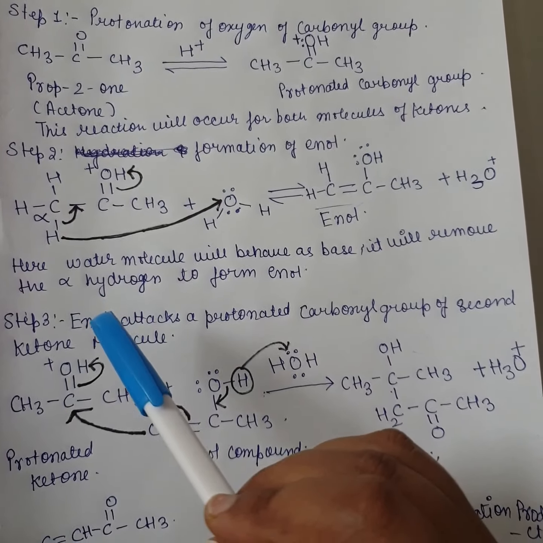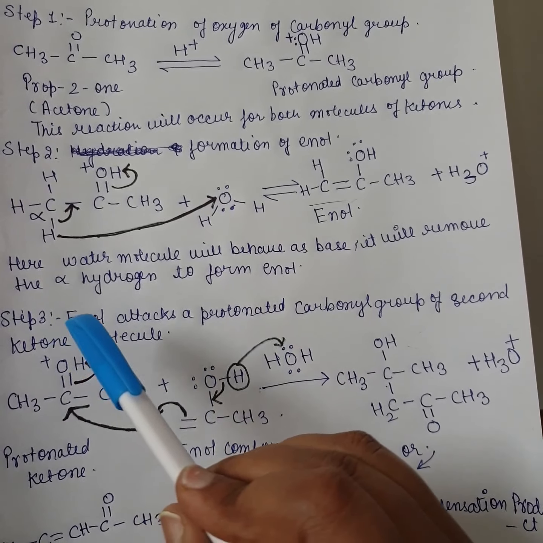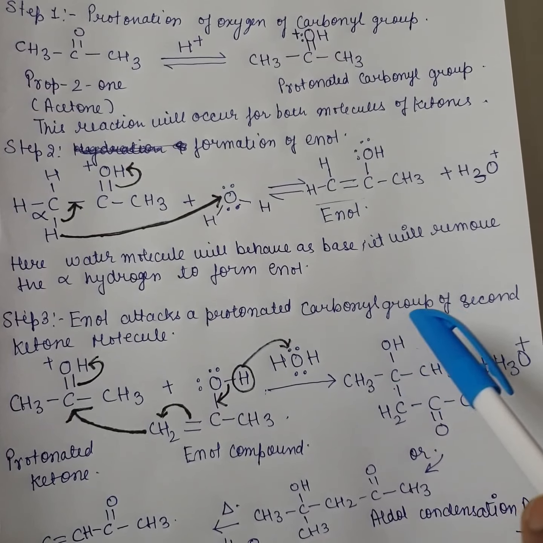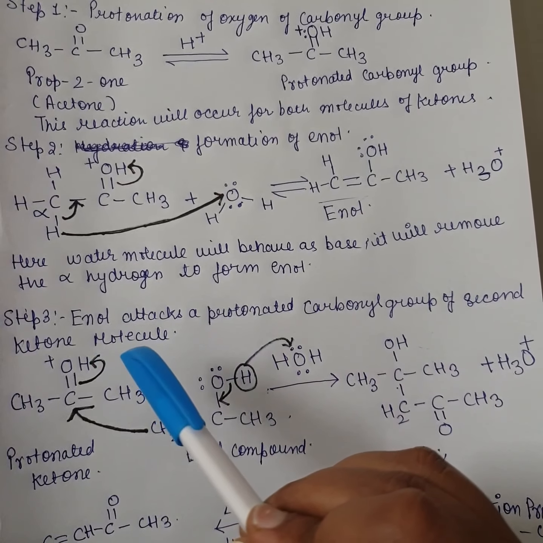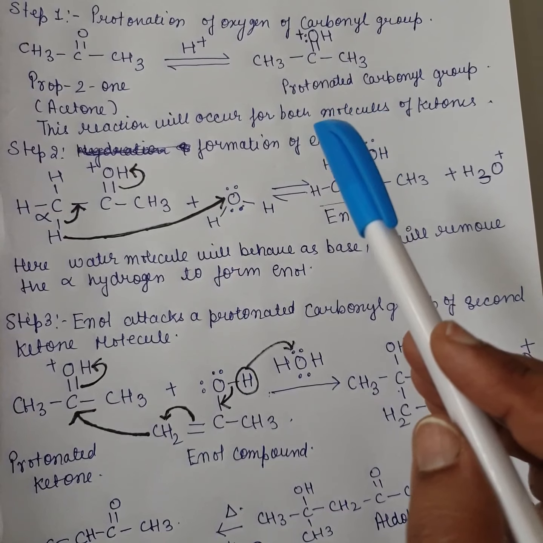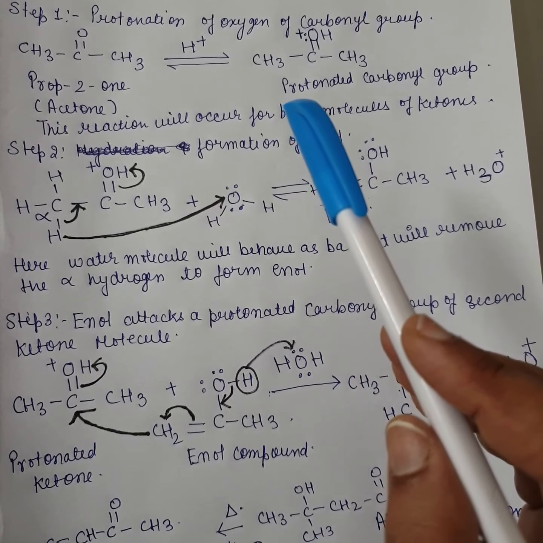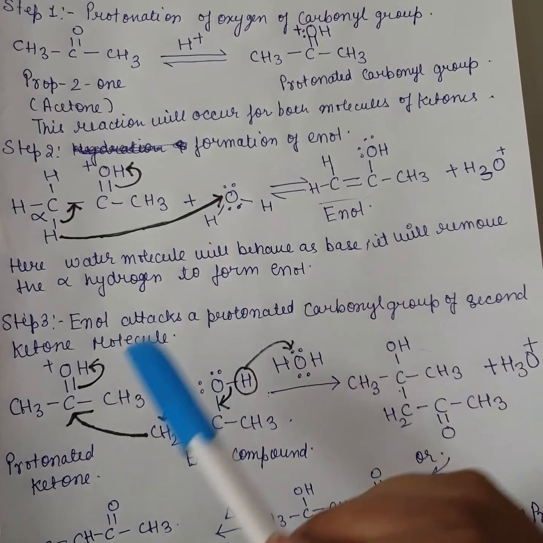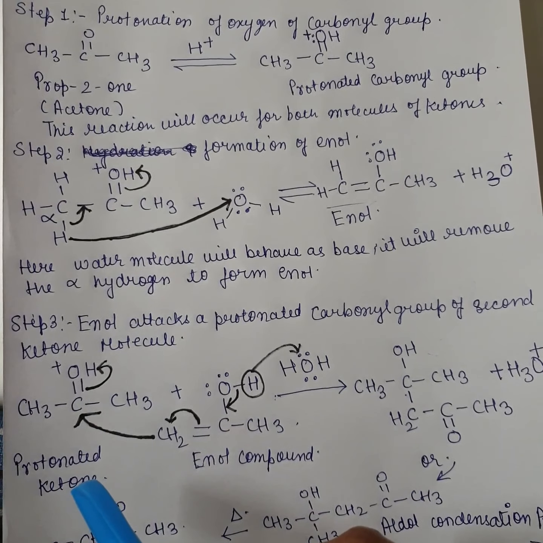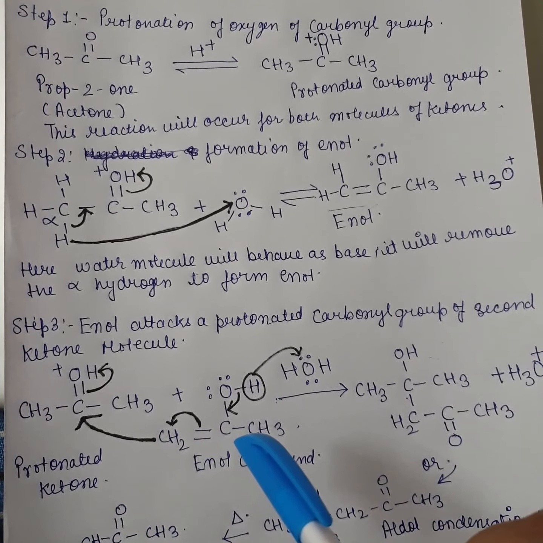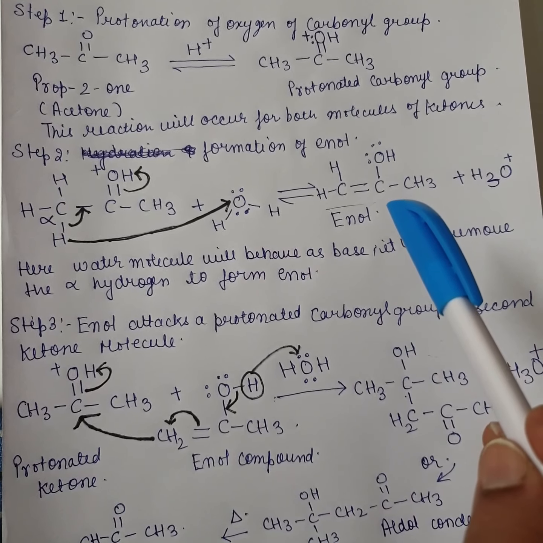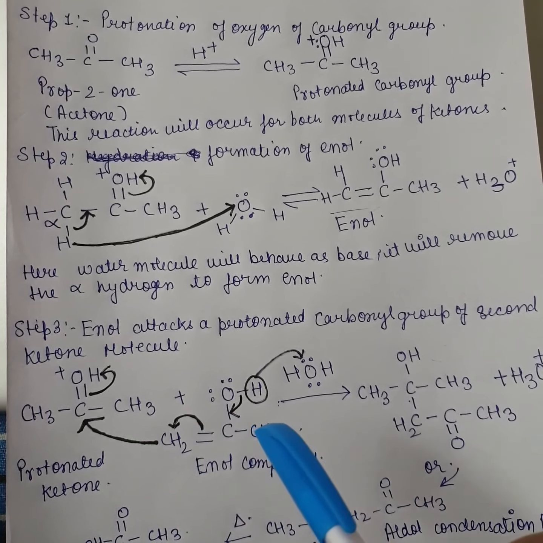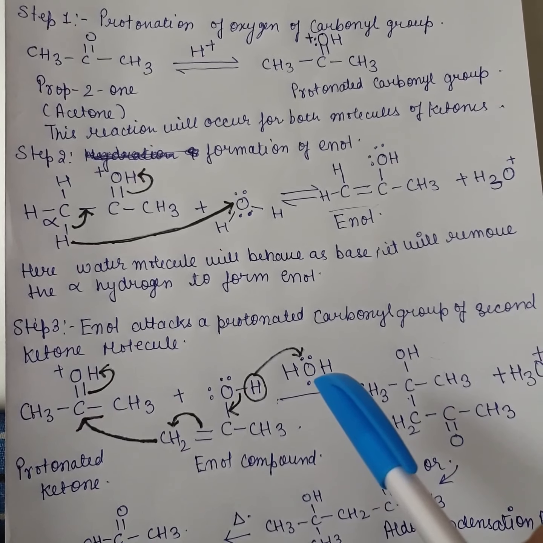Now let's see the third step. The third step is very important. Here the enol attacks the protonated carbonyl group of the second ketone molecule. As I told you in the first step, both the ketone molecules will be converted into protonated carbonyl groups. So here you can see this is the protonated ketone and this is the enol compound which was formed in the second step.